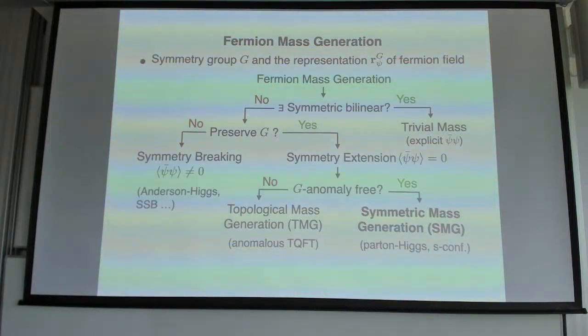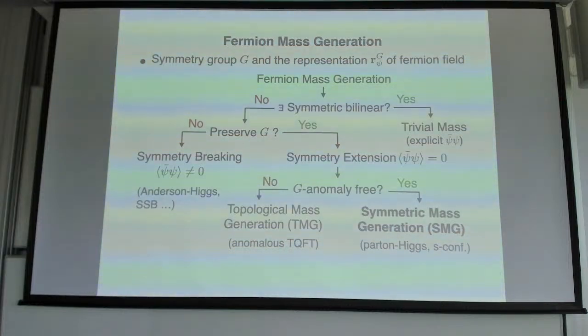However, in many cases, the answer is no. There does not exist such a symmetric bilinear mass. Then you have to answer the second question: whether or not you wish to preserve the symmetry G. If the answer is no, you don't care about the symmetry, then even if you can't add this bilinear term explicitly, you can still add it dynamically by spontaneous symmetry breaking. You can spontaneously break the symmetry, maybe fully or partially, and then you can add this bilinear term still.